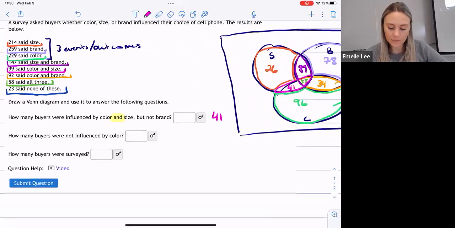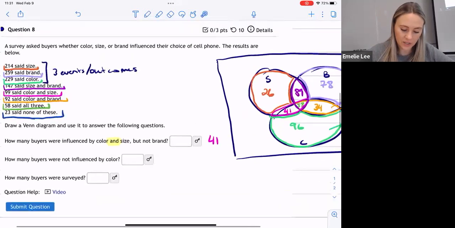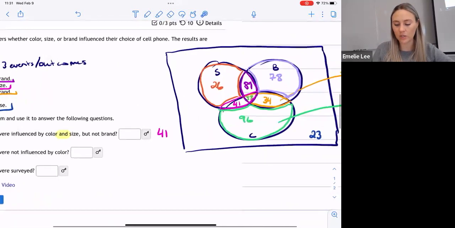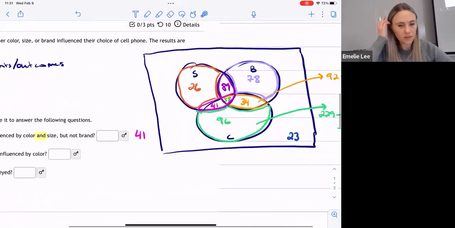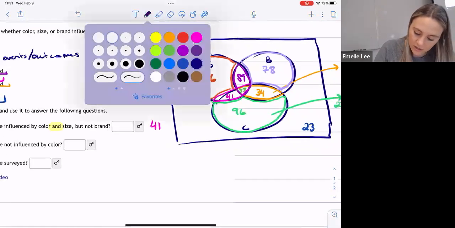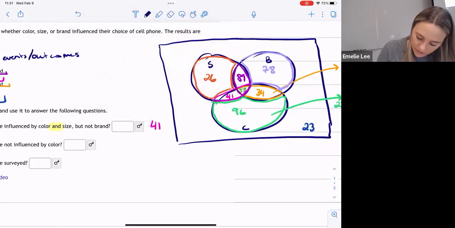And then, how many buyers were not influenced by color? So that's everything that's not color. If we go back, I guess we don't have the overall sample size, but what we could do is add up all the areas that are not color. There's lots of ways that we could solve this, but that's probably my easiest solution. Tedious, but it's probably the easiest.